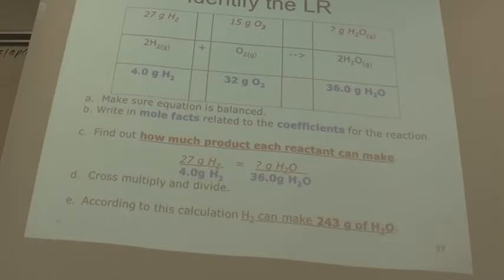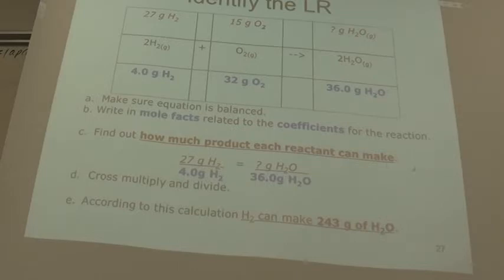So, in order to find the limiting reactant, what we're going to do is this. We're going to test and see. If I use up all of the hydrogen, how much water will it produce? Then, if I use up all the oxygen, how much water can be produced? And we do it just like the ratio method that we did before.